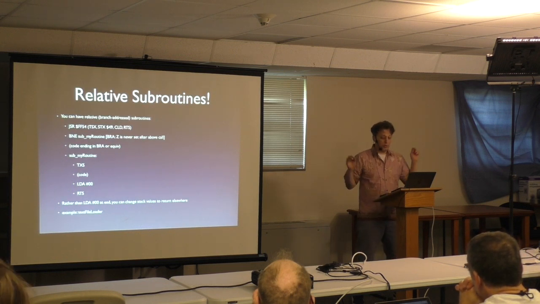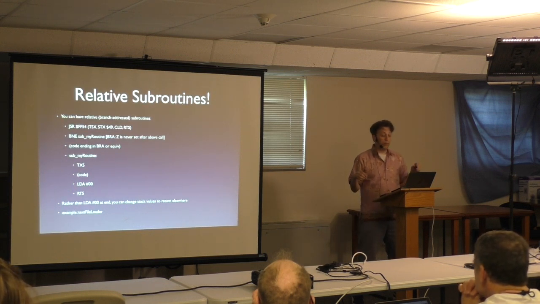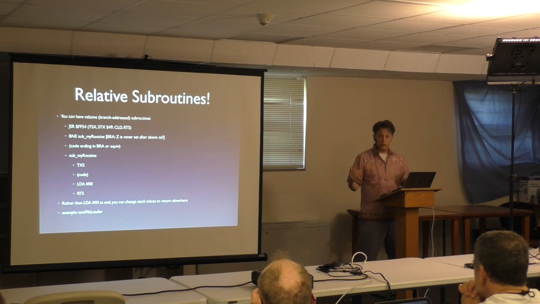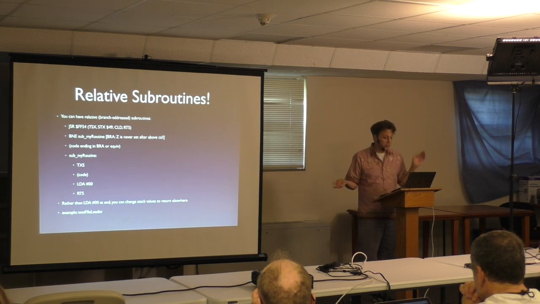Okay. You can use the same technique for relative subroutines, which is very exciting. I think this is the neatest thing here. So you can actually have a subroutine that is relatively addressed rather than having to JSR to a known address. So you do the same thing. You JSR FF54, does the thing that I just told you about. You then immediately do a BNE, which in that context acts as a BRA, or if you're 65C02, you can just do a BRA.